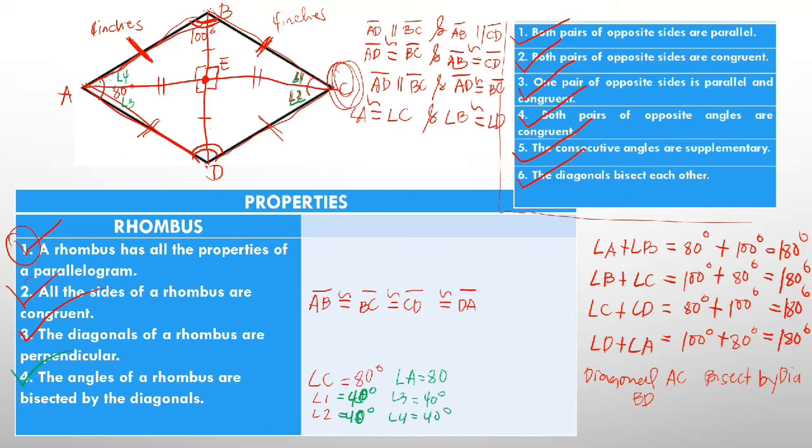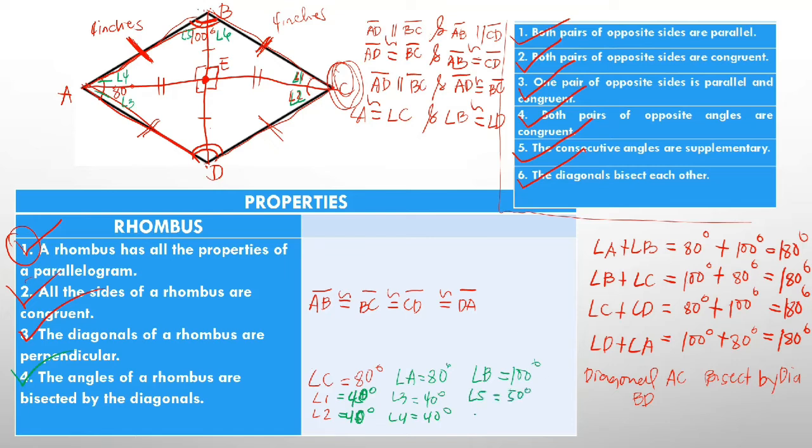Okay? Next naman natin na angle that is bisected by the diagonal is yung angle B. So, yung angle B natin is equal to 100 degrees. Since it is 100 degrees and it was bisected by the diagonal, then angle 5 natin to, and the other side is angle 6. So angle 5 is equal to 50 degrees and angle 6 is equal to 50 degrees.